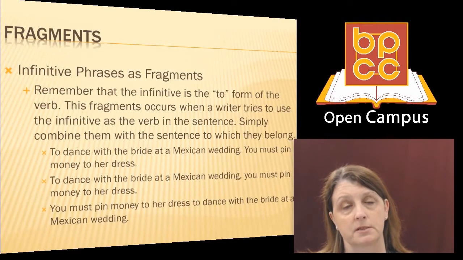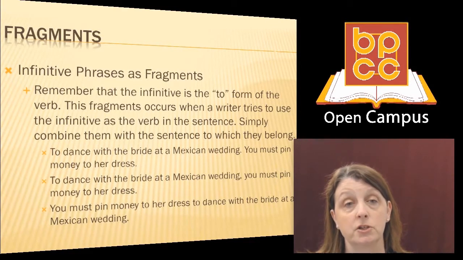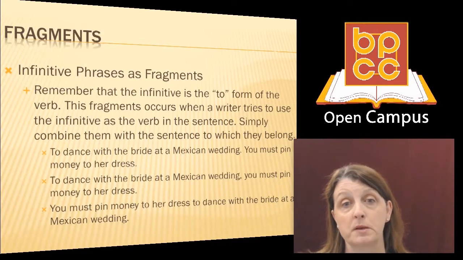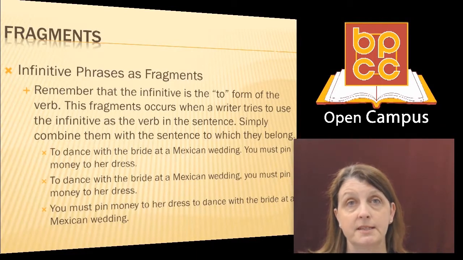Infinitive phrases as fragments. Remember that the infinitive is the to form of the verb. This fragment occurs when a writer tries to use the infinitive as the verb in the sentence. Simply combine them with the sentence to which they belong. And here's our sample. To dance with the bride at a Mexican wedding, period. You must pay money to her dress, and there's our independent clause. Let's add them together. To dance with the bride at a Mexican wedding, you must pay money to her dress. We can also flip it and reverse the order of the clauses. You must pay money to her dress to dance with the bride at a Mexican wedding. Both of those are good sentences.